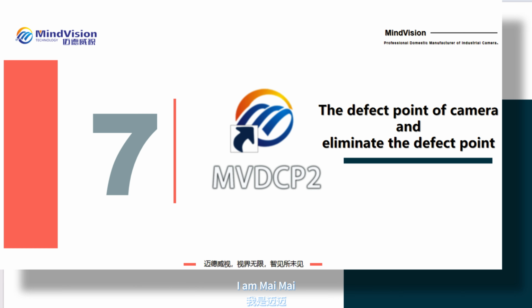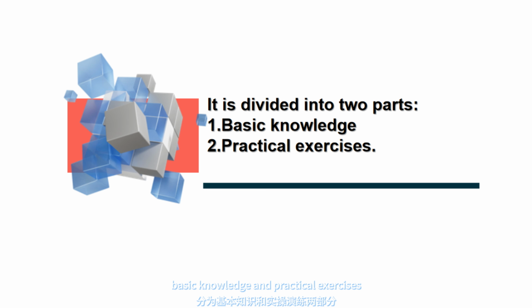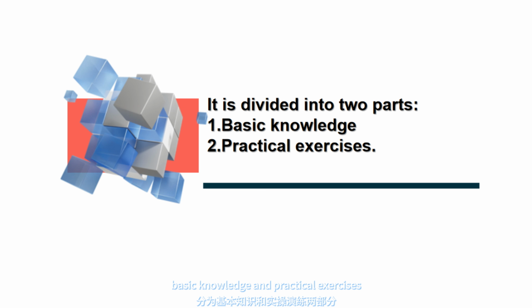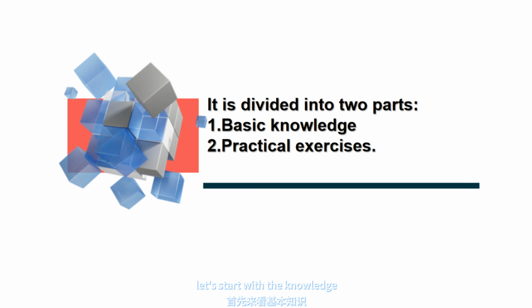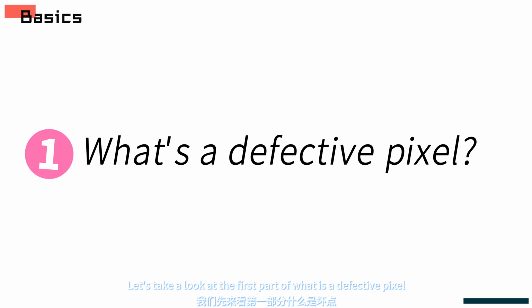I am Maymai. Today we are going to learn about the defective pixels of a camera and how to eliminate them together. It is divided into two parts, basic knowledge and practical exercises. Let's start with the knowledge. Basic knowledge is divided into four parts. Let's take a look at the first part, what is a defective pixel.